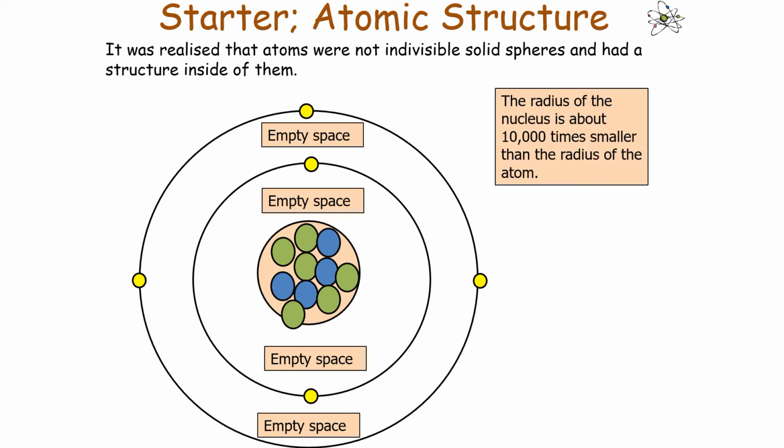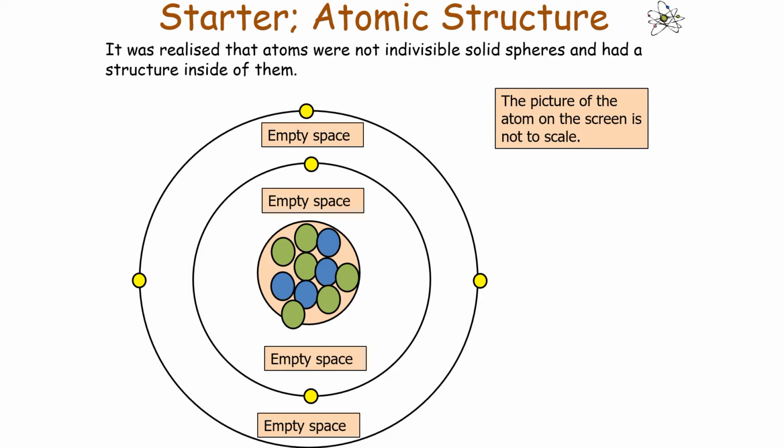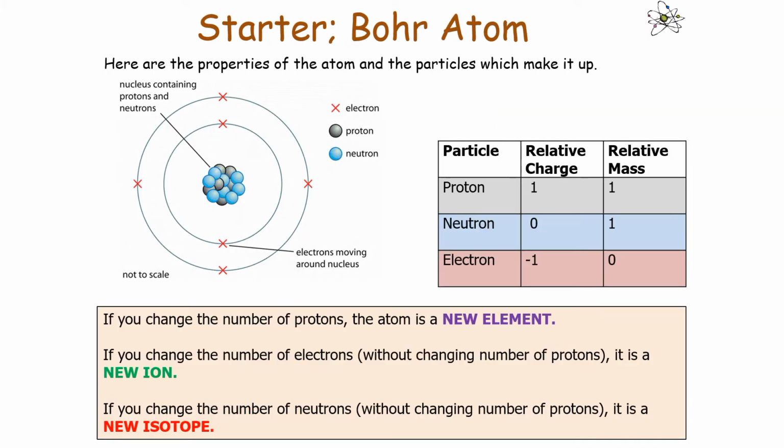The radius of the nucleus is about 10,000 times smaller than the radius of the atom. So this picture on the screen is not to scale. So we can summarise the properties of the subatomic particles in the following slide. So you should be able to know the relative charge and relative mass of each particle and what happens to the atom if you change the number of protons, neutrons or electrons.